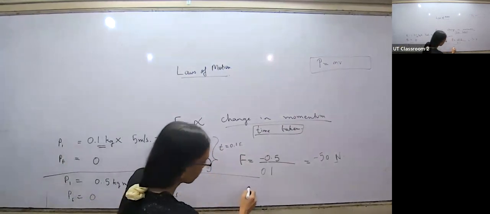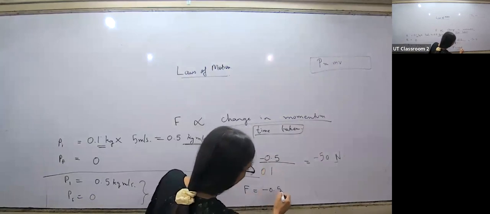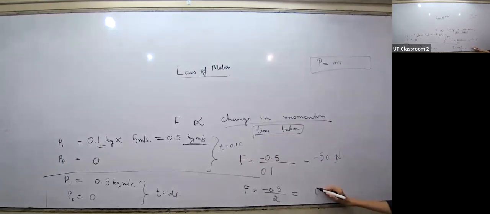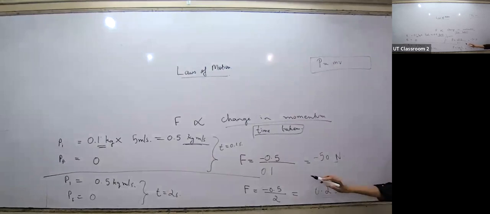So what I will see over here is, when I am increasing the time taken, what happens to my force? Force is how much? Minus 0.25 Newton. I can see that when I increase the time, I have to apply lesser force to stop it. When I try to do it in a very short amount of time, I have to apply a very high amount of force. And whenever we are trying to stop a very fast moving object, it is ideal to increase the time of contact. By increasing the time of contact, basically what are you trying to do? You are trying to move your hand back, and you are trying to save your hand also.